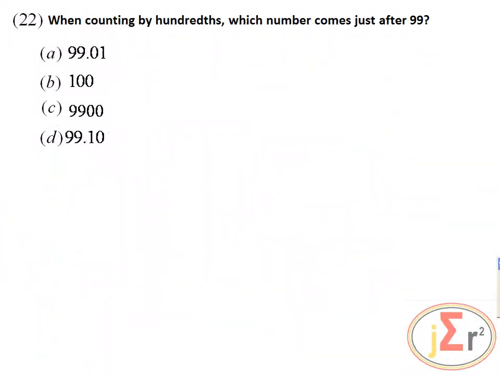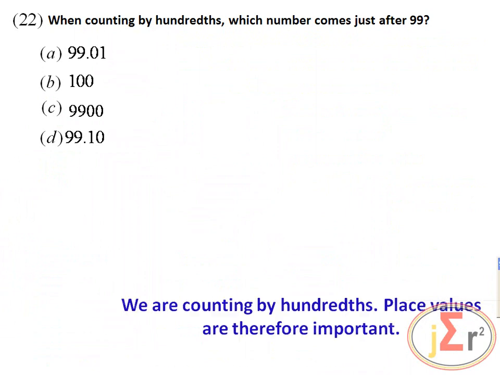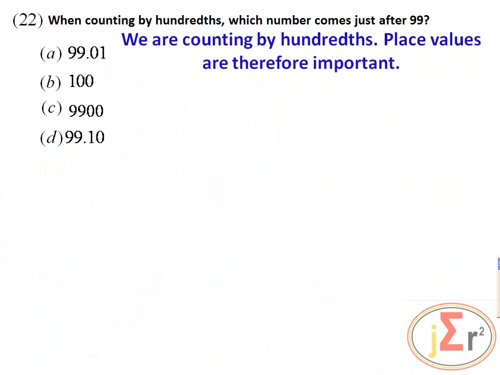When counting by hundredths, which number comes just after 99? When counting by what? Hundredths. What do we mean when we count by hundredths? We are counting by hundredths. Place values are therefore important. So when we are counting in hundredths, or by tenths, or by tens, or by hundreds, place values are very important.